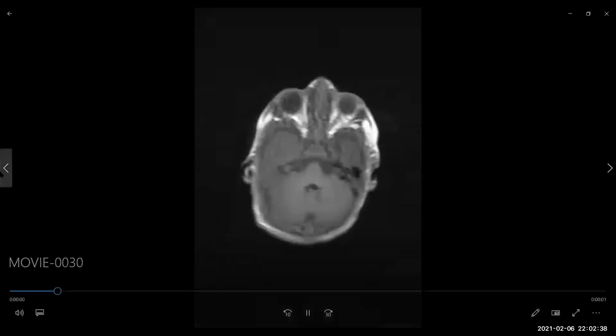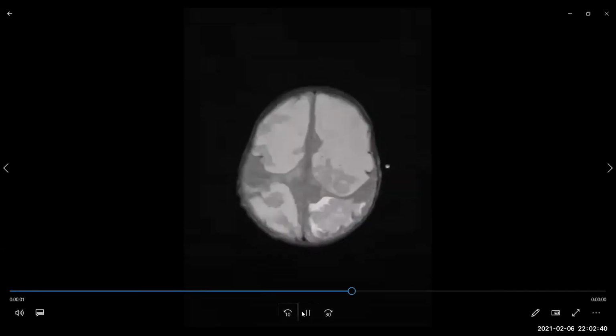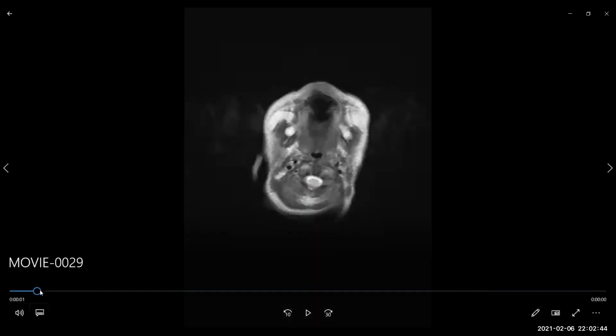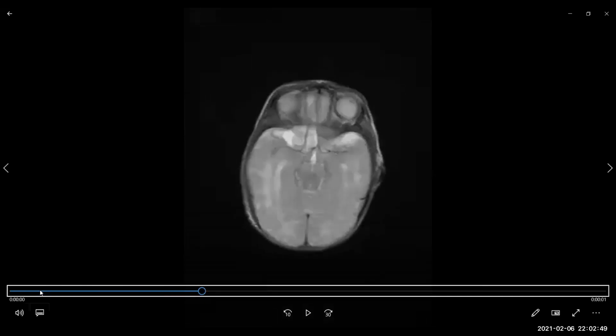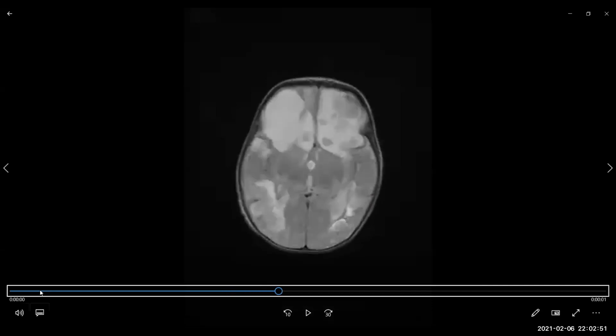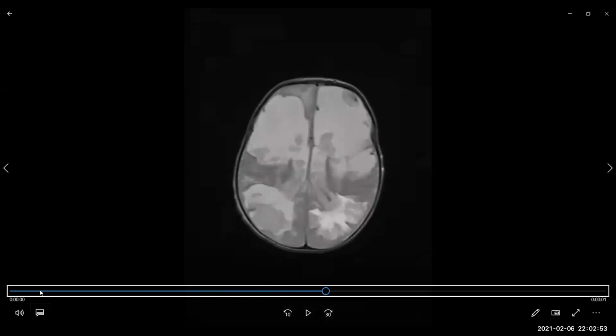And there are areas of acute infarct with some gliotic changes involving the cerebral hemispheres. So I'm thinking the possibility of an acute ischemic insult like hydranencephaly, like any occlusion of vessels.